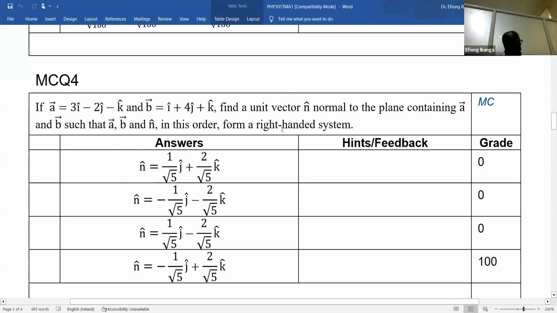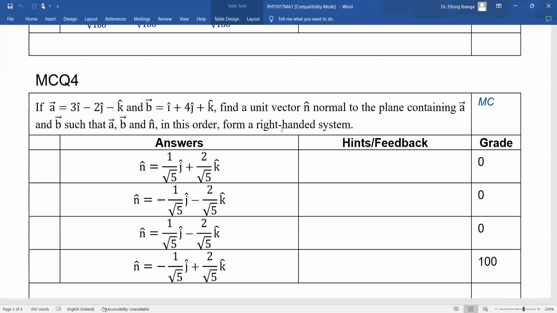I hope you can now see that we are beginning to bring in the language of physics and mathematics. A right-handed system. You know what we mean by right-handed system? How many people have seen a screwdriver? Yes, sir, we've seen a screwdriver before.